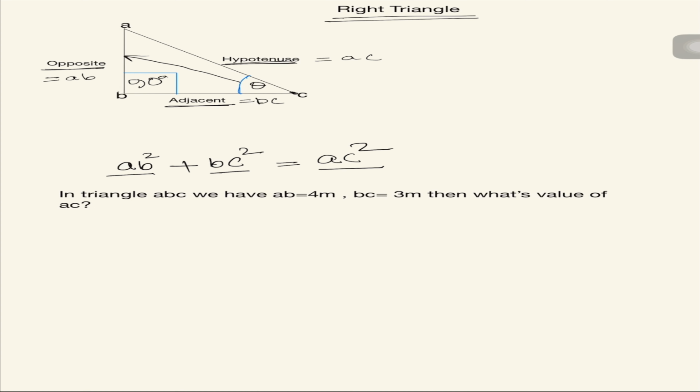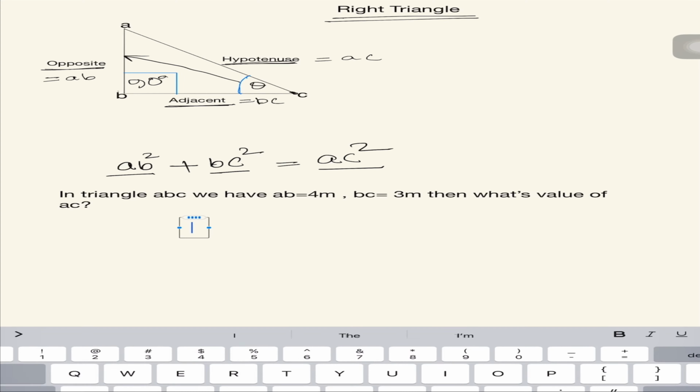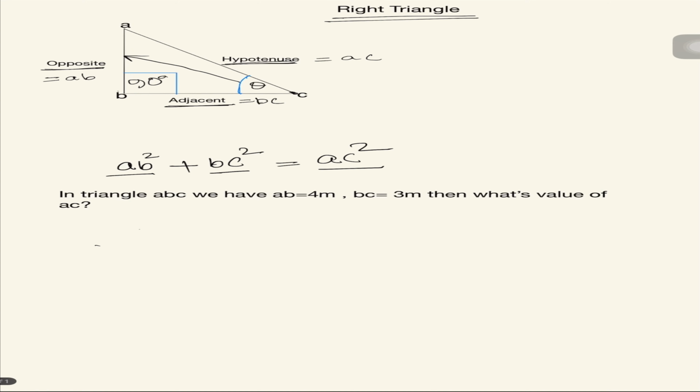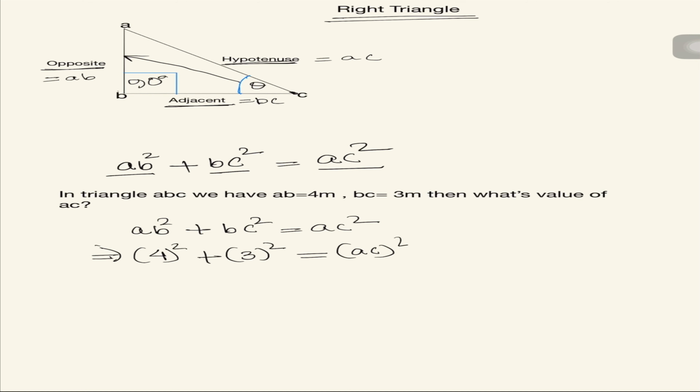If we get this type of question, how are we going to approach it? First we use the formula. We already know that opposite square plus adjacent square equals hypotenuse square. So AB square plus BC square equals AC square. AB is 4 meters, so 4 square. BC is 3 meters, so 3 square. And AC is unknown. 4 square is 16, 3 square is 9, equals AC square. So 16 plus 9 is 25, equals AC square.